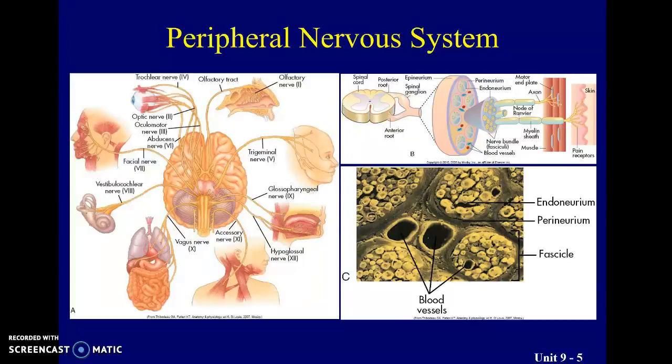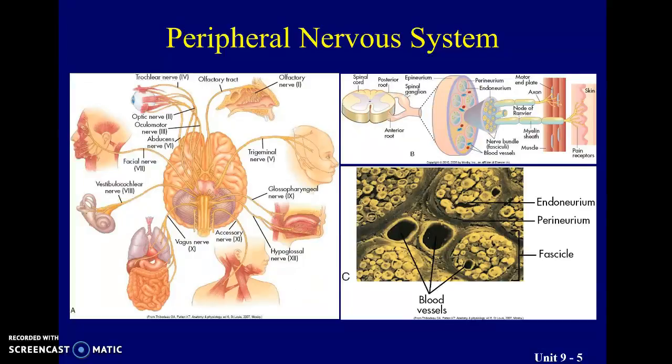3 is the oculomotor nerve. The oculomotor nerve is a motor nerve that's going to control extrinsic muscles associated with the eye, so moving the eye in particular directions. 4 is the trochlear nerve. The trochlear nerve does something similar there. Trochlear nerve will control muscles associated with the eye.